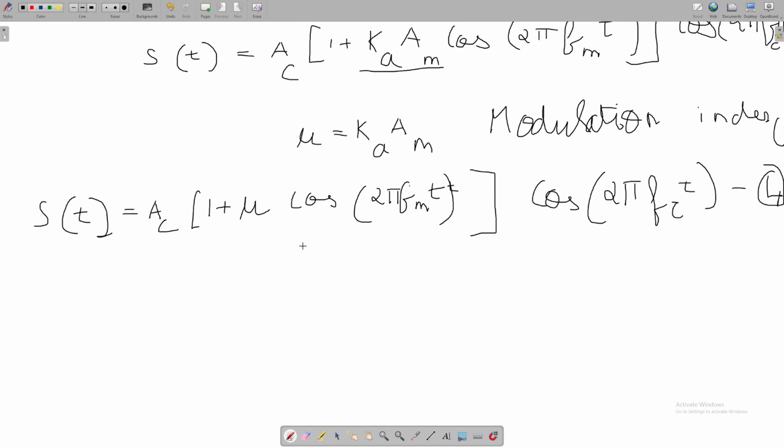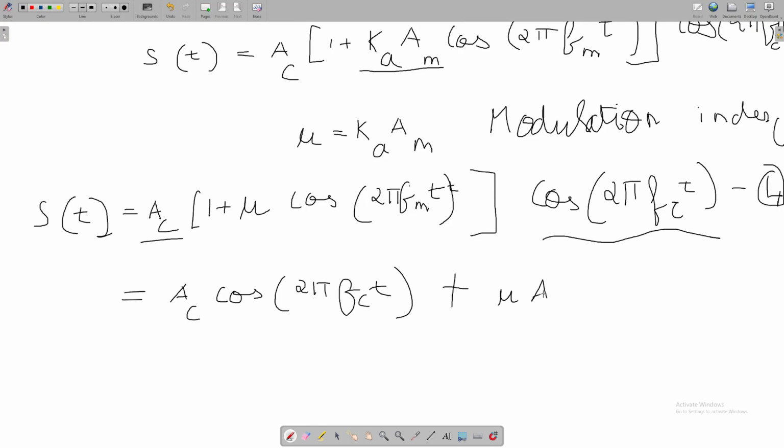Now multiply Ac and cos 2 pi fc t. This will be equal to Ac cos 2 pi fc t, since the 1 is multiplied by Ac and the cosine, plus mu Ac cos 2 pi fc t into cos 2 pi fm t.